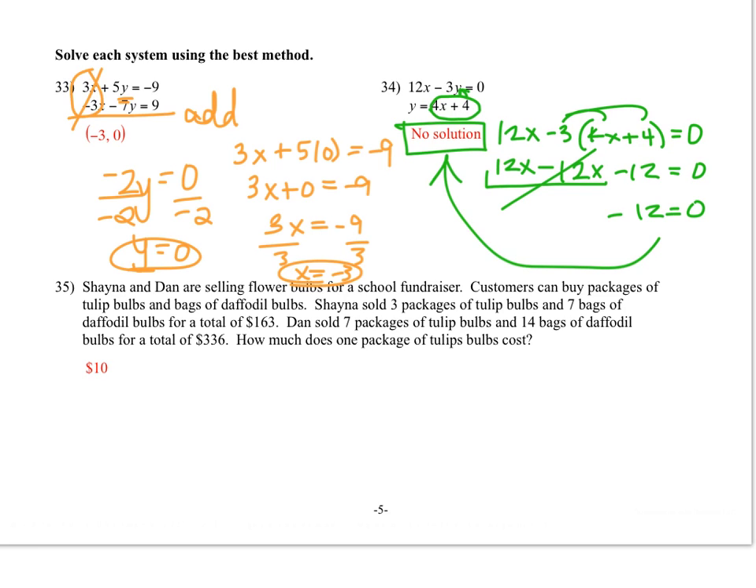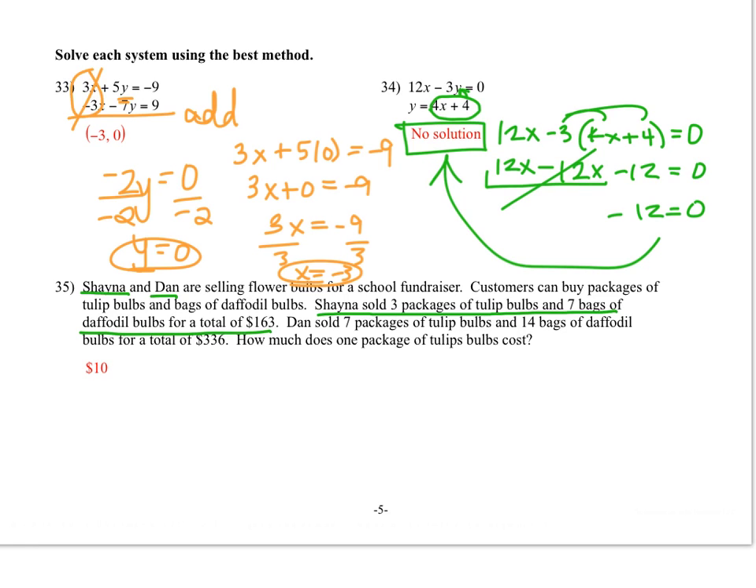All right, this last question is probably going to take a minute, so let's look at it. They are talking about Shayla and Dan, so we're comparing two different things. So let's look first at just Shayna's information.